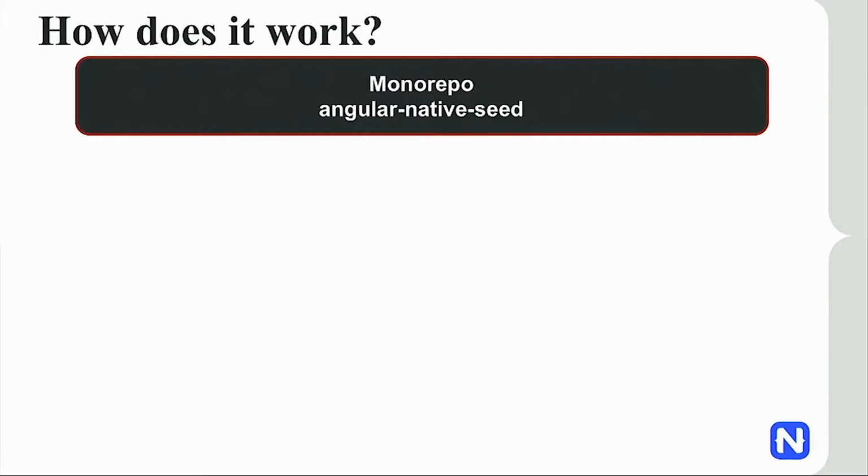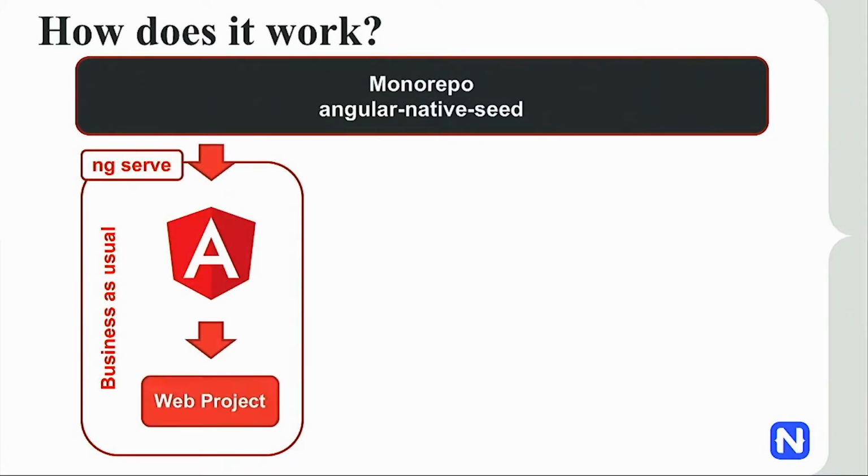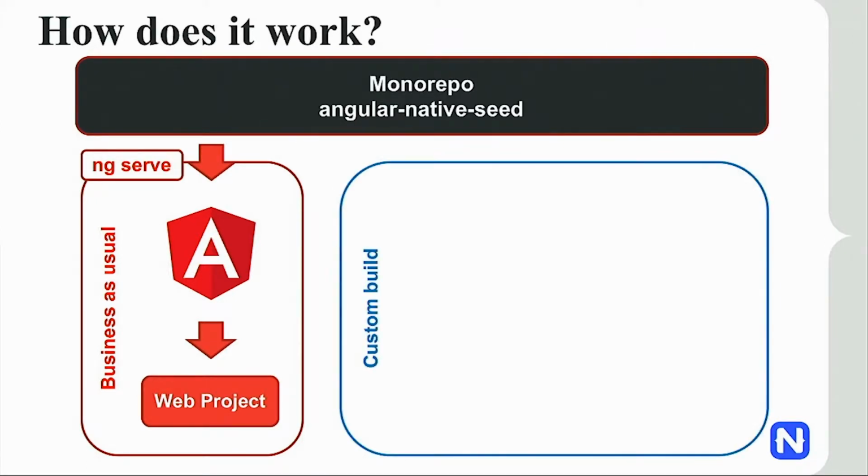So let me explain how it works. If you have this monorepo project from the Angular native seed, and you want to build a web application, it's business as usual. You just run ng serve, and this will trigger Angular CLI, and then it will give you a web application, okay? For NativeScript, we actually have a custom build process.